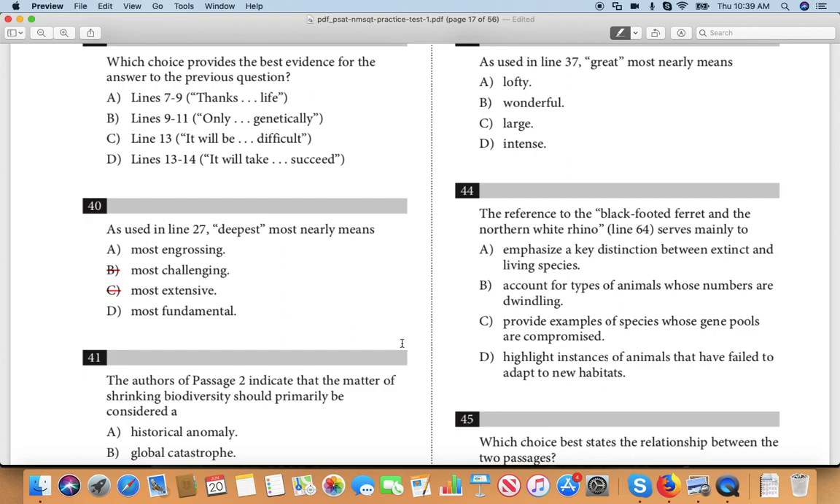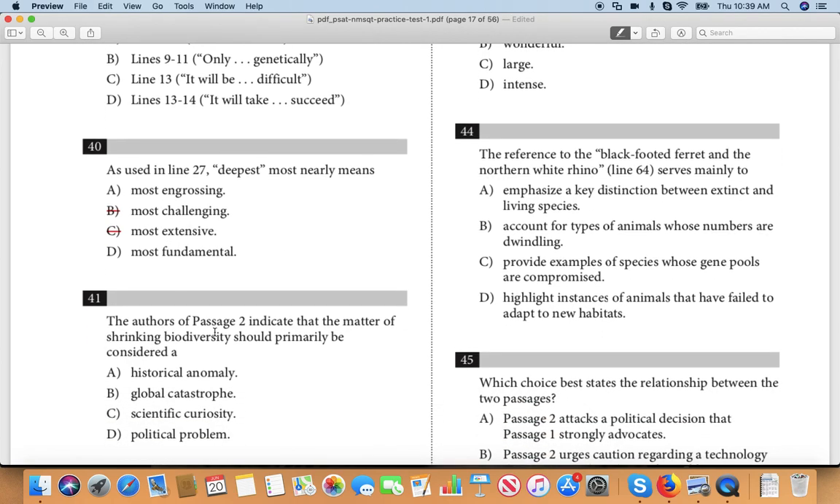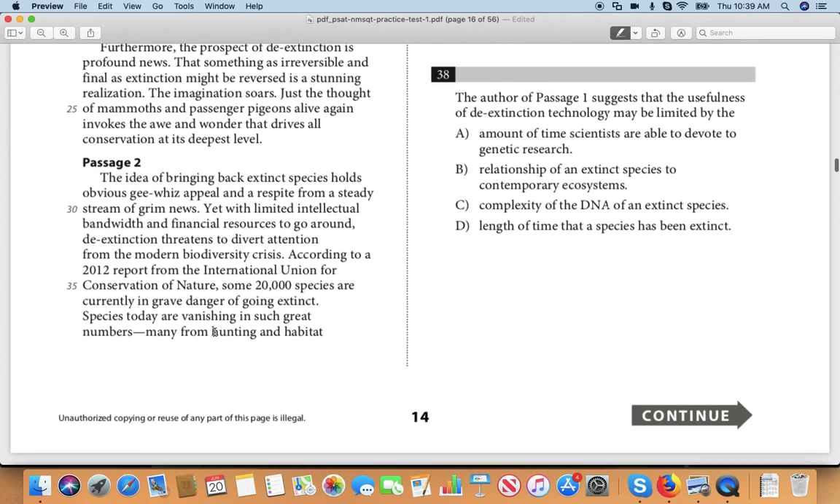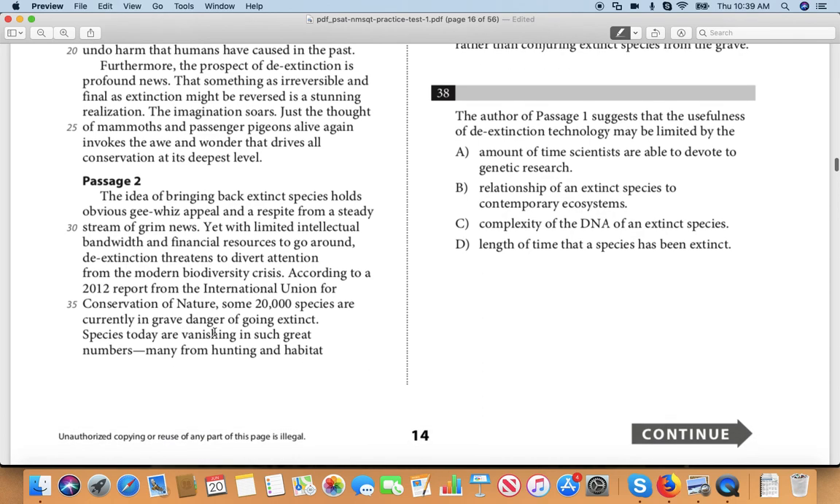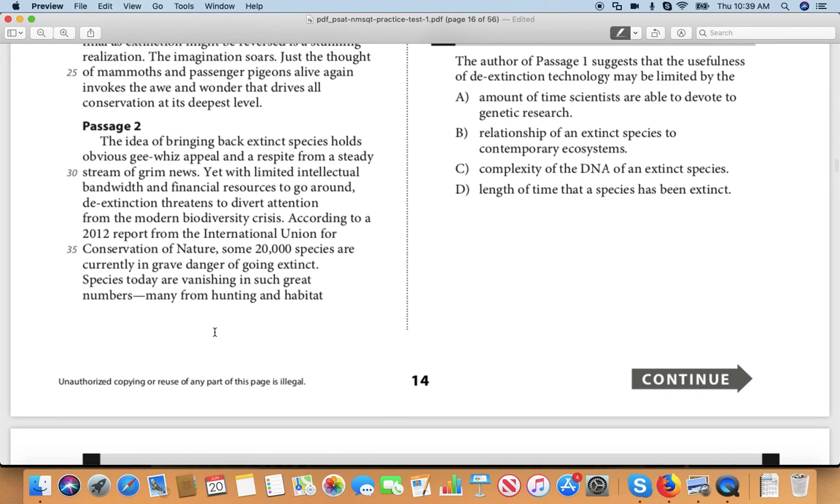All right, question 42. Oh, look, it's Passage 2. So when you get to a question and you haven't read Passage 2 yet, let's go to Passage 2 now. Ava, go and read the first paragraph from Passage 2, please.